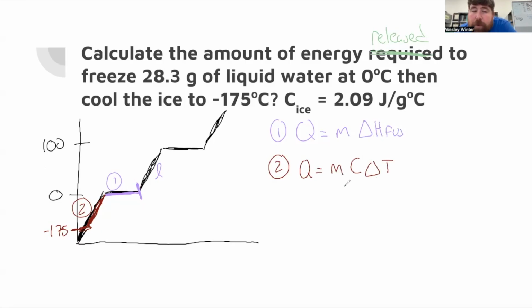And the last thing I want to point out, what state of matter is down here? This is a solid. Solid water has a different specific heat than liquid water does. I provided this to you right here. So make sure when you're using this equation, you're plugging that in down below.